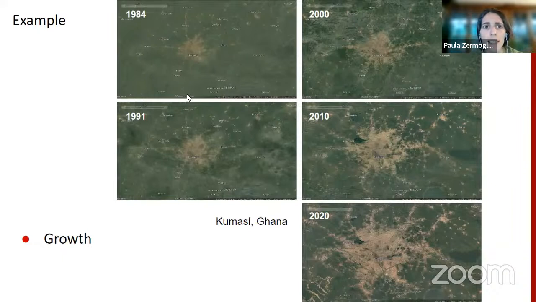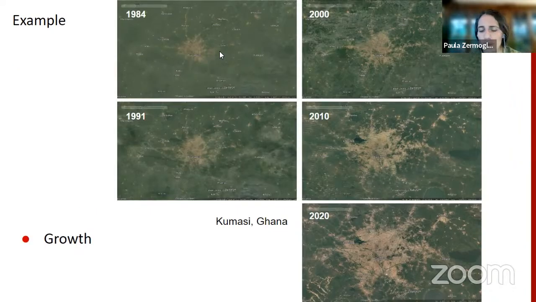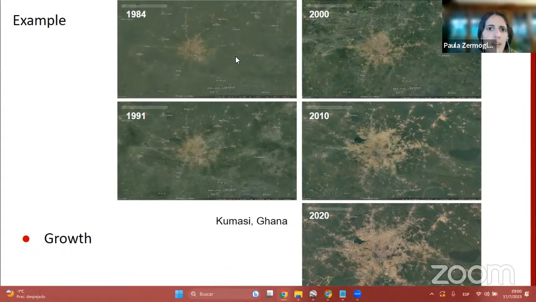So the first one is 1984, then 1991, 2000 and up to 2020. Here in the middle of those images is Kumasi in Ghana. We can see in 1994 that it had a particular extent, and how over time that has grown quite a bit.